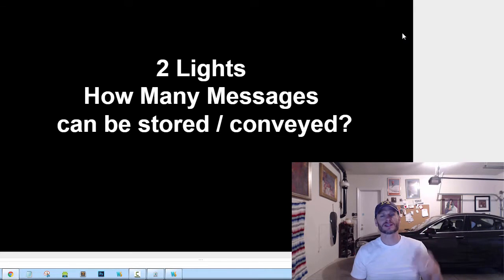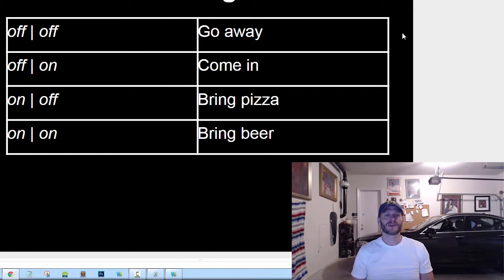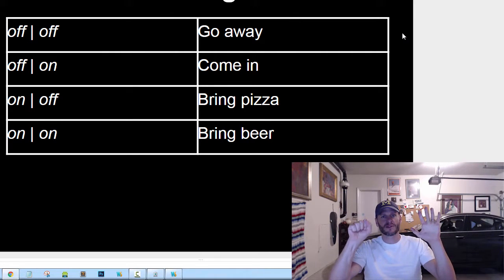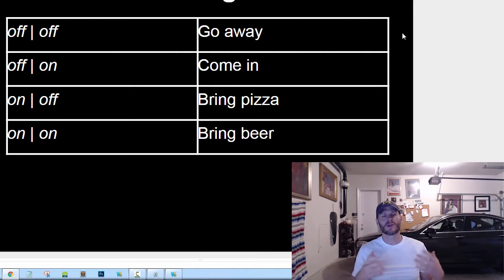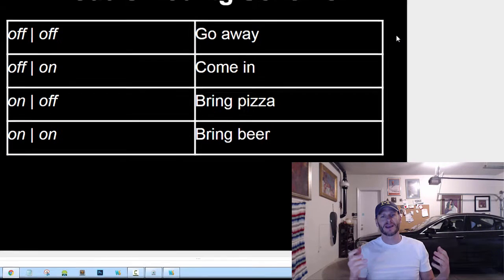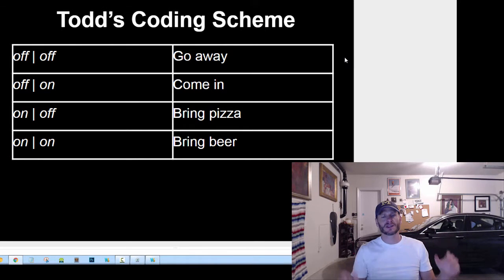And then here's the answer. 4. Right? Because they could both be on, they could both be off. One could be on, the other could be off, or vice versa. And so you could create your own coding scheme, and you could say, hey, the arrangements of these lights, if they're in this arrangement, they mean these things. And if you tell somebody that coding scheme, they can look at those lights, and depending upon their on-off configuration, they know what you're trying to convey.